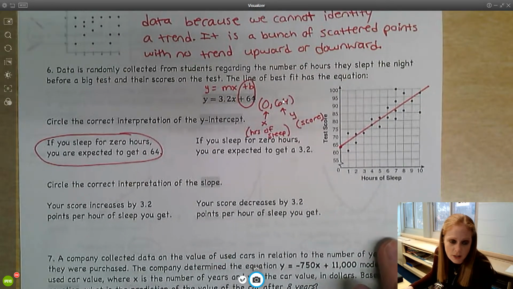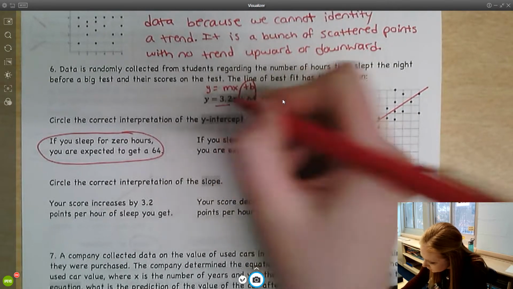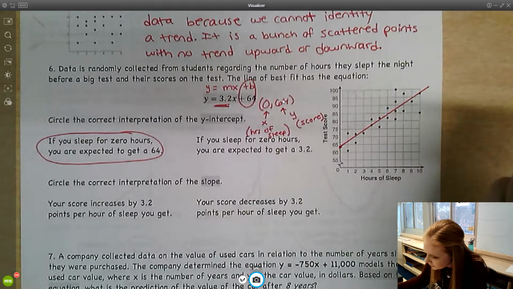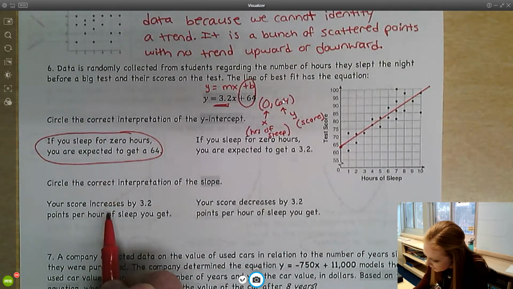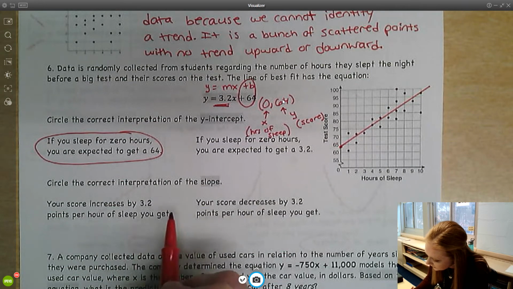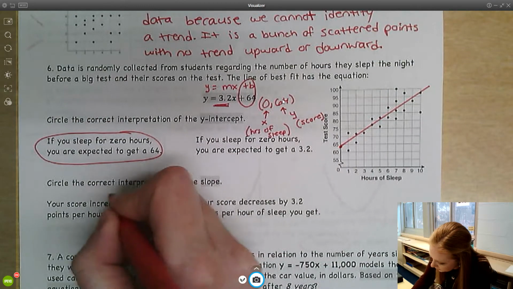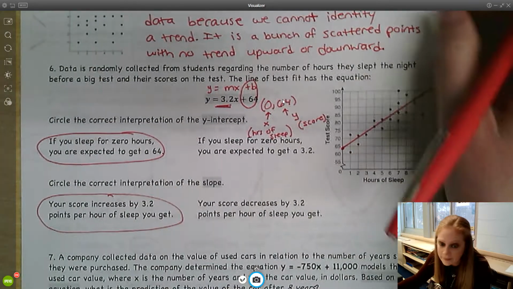Circle the correct interpretation of the slope. Okay, so our slope is over here. 3.2, it's positive, so that means our score increases by 3.2 points per hour of sleep you get. Our score is increasing approximately 3 points for every hour of sleep you get. Increases because the slope is positive.